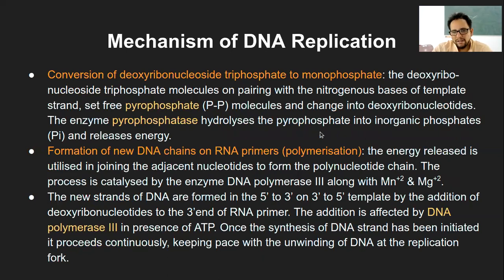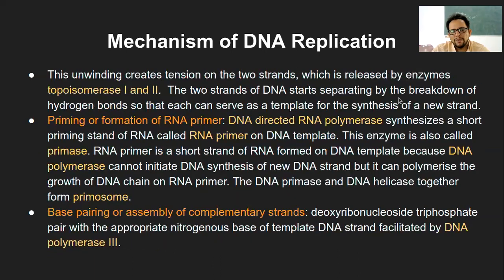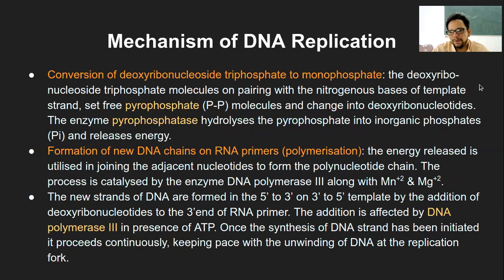Now in continuation, what we had seen in the first step was that from monophosphate it had become triphosphate, right? Now what we have added is actually triphosphate. So deoxyribonucleoside triphosphate molecules will be there, pairing with the nitrogenous bases of the template strand. In complement to the continuous strand, there will be respective nucleotides, and these nucleotides are in triphosphate form.